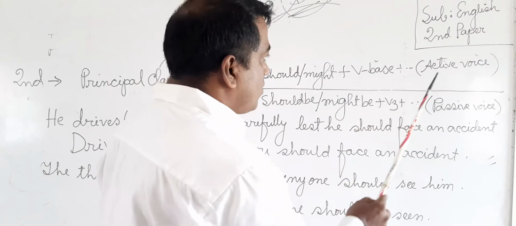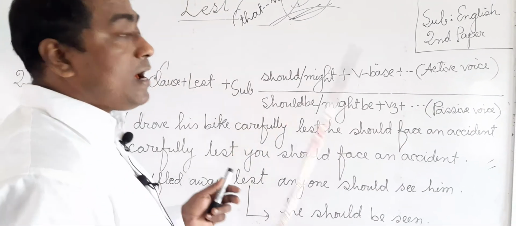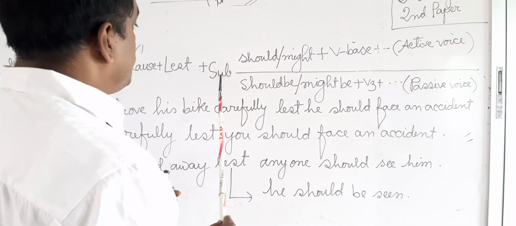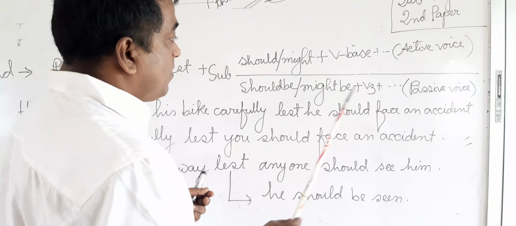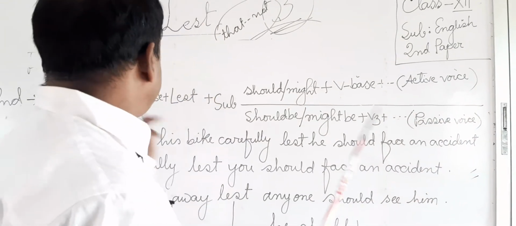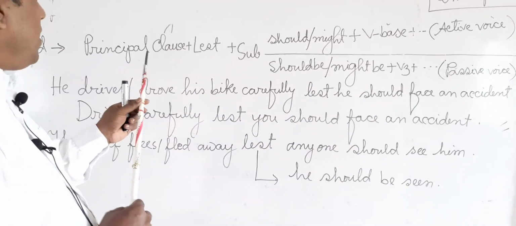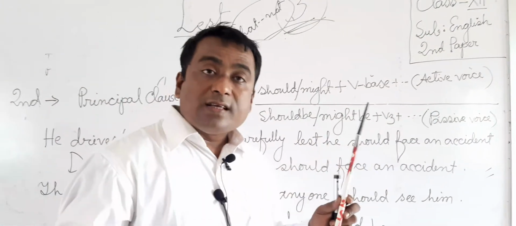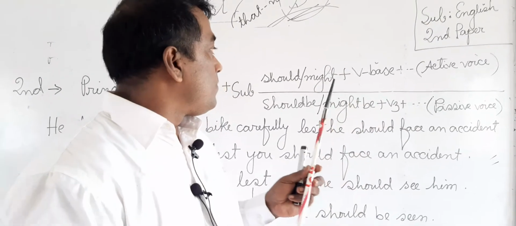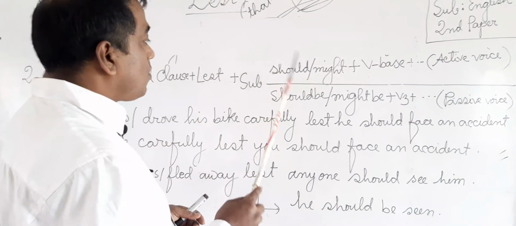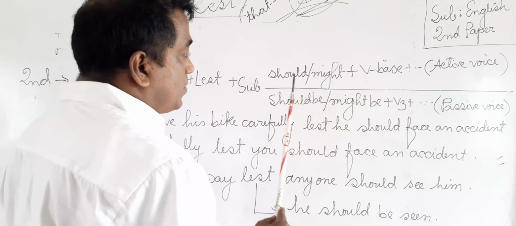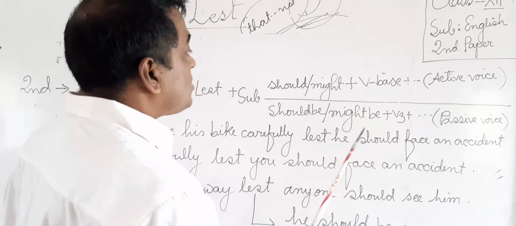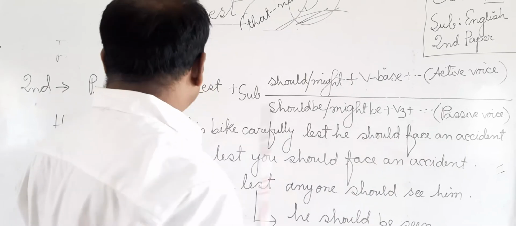It will be for the active voice, but if you will have to use the passive form, then what should be the structure? Lest, subject, then 'should be' or 'might be' plus V3 plus extension for passive voice. So the principal clause may be an assertive sentence, may be an imperative sentence. The tense of the principal clause may be present or past. For the changing form of the principal clause, the answer in the subordinate clause will be this way: for active voice, should or might plus V base, and for passive voice, should be or might be plus V3.